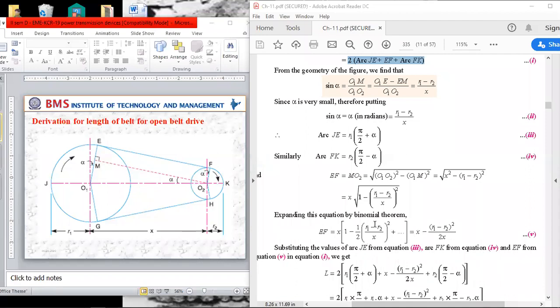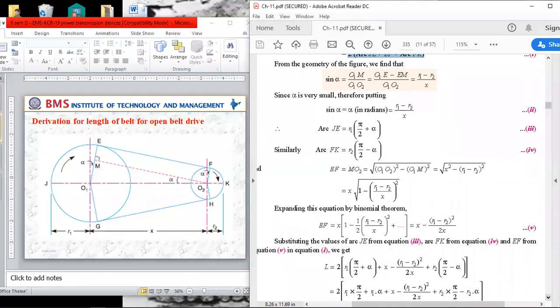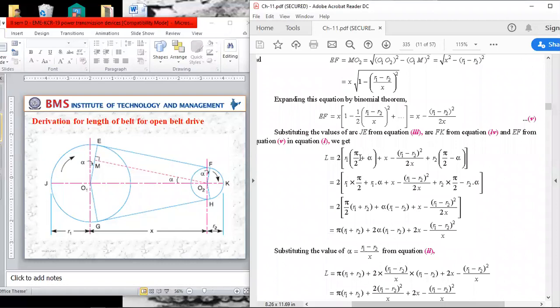Only the first two terms will be taken and find out the EF value, that is (x minus (r1 minus r2)) whole square by 2x. So this value and the arc length value and all these are to be substituted in the length of the belt equation which we have given in the beginning. Then find out the length of the belt by using some simplification on this. That's what we discussed till now.